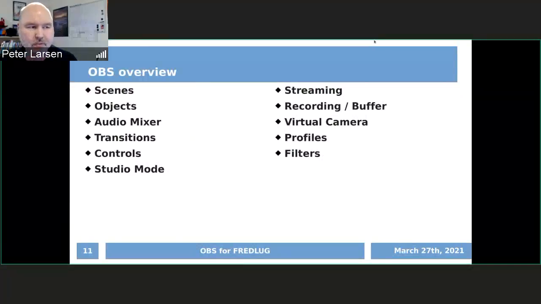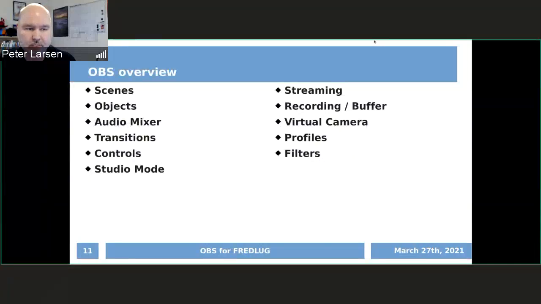So in OBS, we talk a lot about scenes and objects, and you're going to hear about those again in a moment. There's an audio mixer. There's a transition manager. There's a set of controls that is basically where all your settings are. You have a studio mode that allows you to do easy transitions and actually do live edits so you can see what the consequences are before the users see it. Of course, there's a streaming setup, there's a recording setup. Once you enable it, there's a virtual camera setup or enablement.